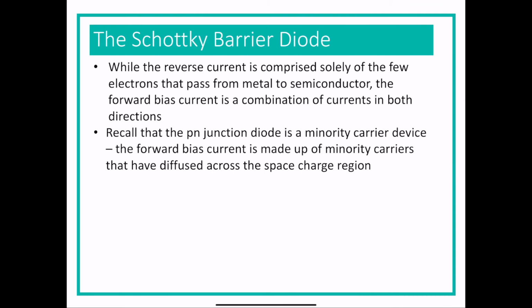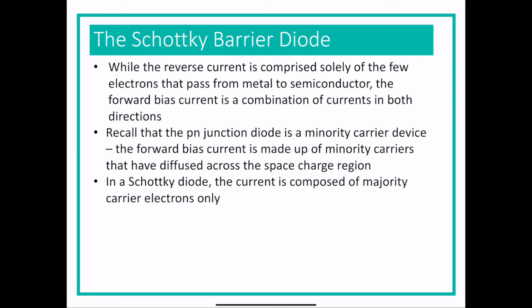In a PN junction diode, that's a minority carrier device. That's because the forward bias current is made up of... remember, there are majority carriers that go across the depletion region, become minority carriers, and those minority carriers are what are actually creating the current. In a Schottky diode, the current is only majority carrier electrons. So we don't deal with holes, we just have electrons, and the electrons are all that carry the current.